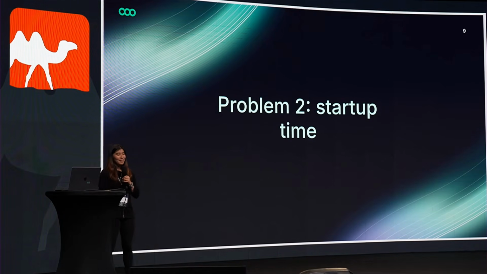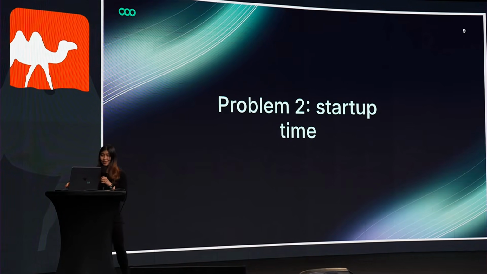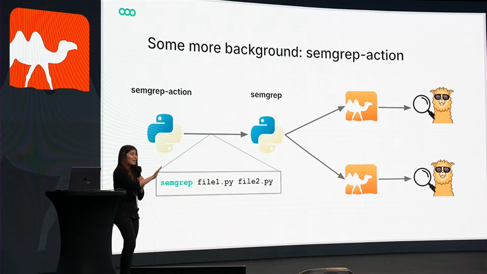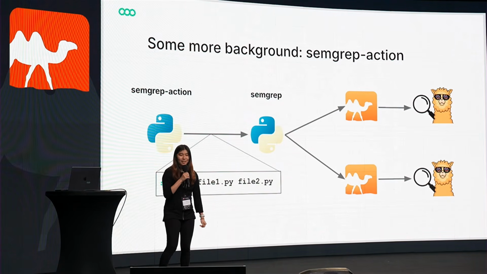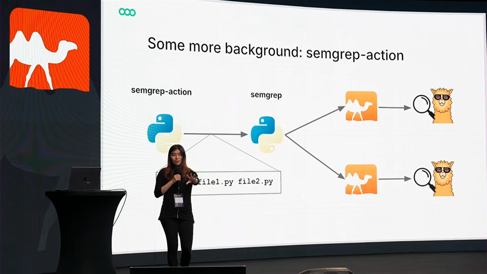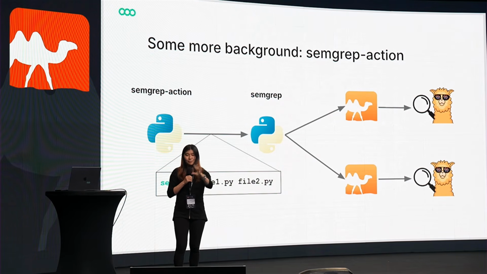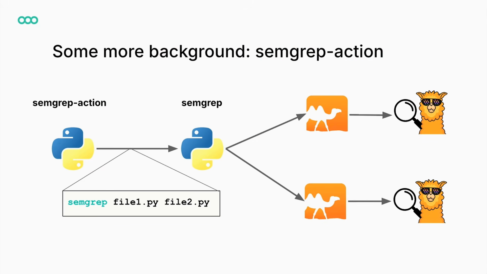The second problem relates to startup time. To explain this, I'll need to give some more context about our code base. The main code we had was Semgrep, which was this Python thing that was calling into OCaml. But we actually had another layer, Semgrep action, which orchestrated how Semgrep worked in CI environments. When you wanted to use Semgrep in CI, you would install Semgrep action, and it would do some processing before calling Semgrep.